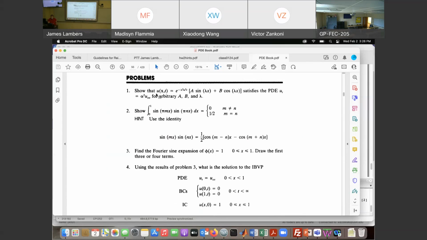Okay, so number 1 first. What you're doing in this case is taking the necessary derivatives of this and making sure that everything matches up. So the derivative in regards to x and to t? Yes, so first derivative with respect to t, second derivative with respect to x.